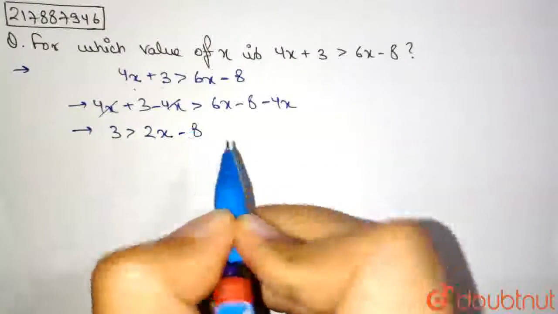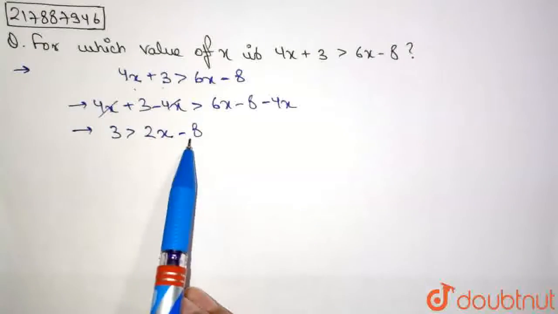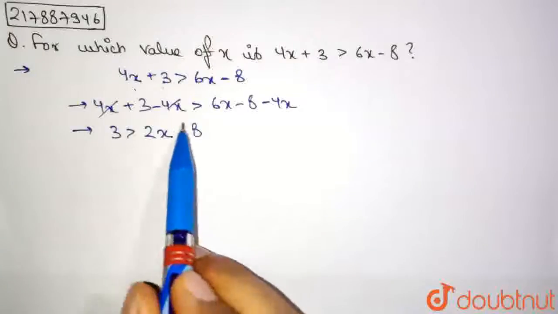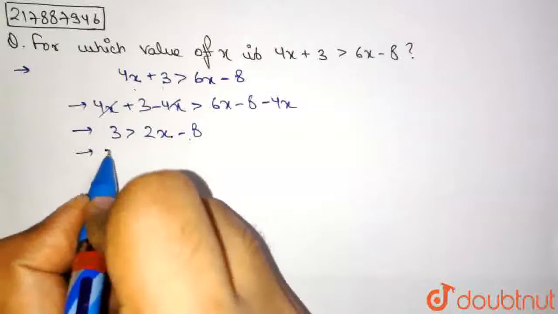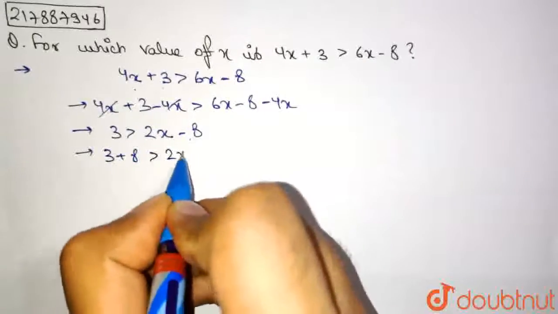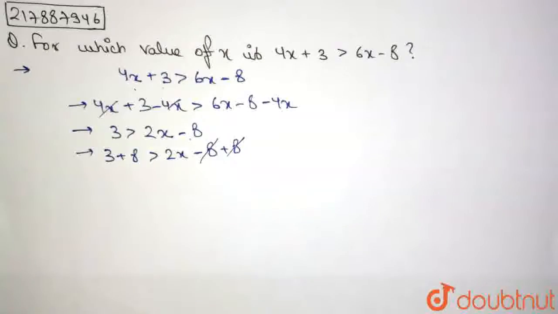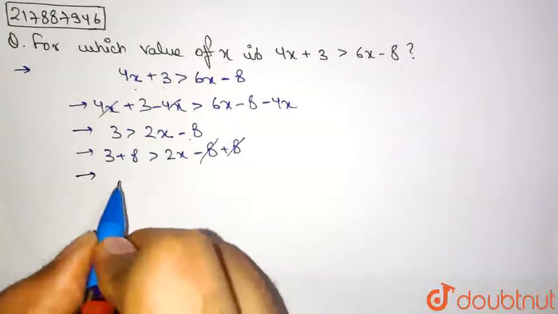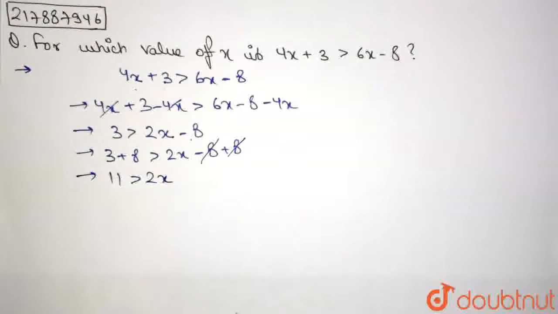Now, here I have 3 is greater than 2x minus 8. So I'm going to add 8 to both the sides so that I get rid of this minus 8 over here. So 3 plus 8 is greater than 2x minus 8 plus 8. These two actually cancel out because minus 8 and plus 8 cancel out. So the next step, I can definitely say that 3 plus 8 is 11 is greater than twice of x. So step by step we are inching closer to isolate x, right?